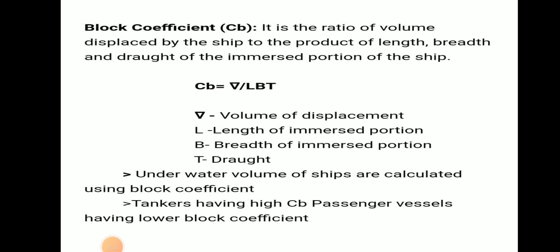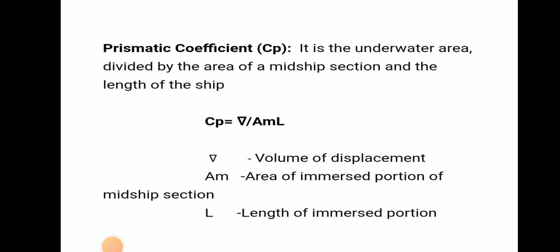Then the prismatic coefficient. It is the underwater volume divided by the product of the area of the midship section and the length of the ship. That means CP equals delta divided by AM into L. Here delta is the volume of displacement, AM is the area of the immersed portion of the midship section, and L is the length of the immersed portion. These are the main coefficients describing the shape of a ship.